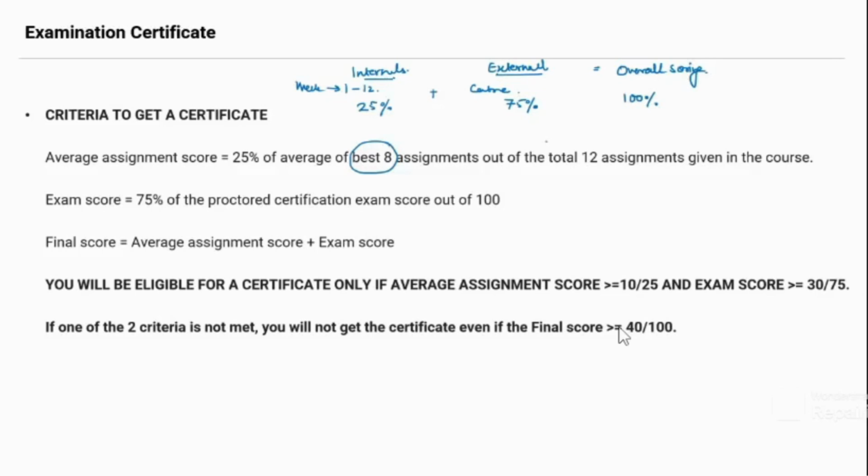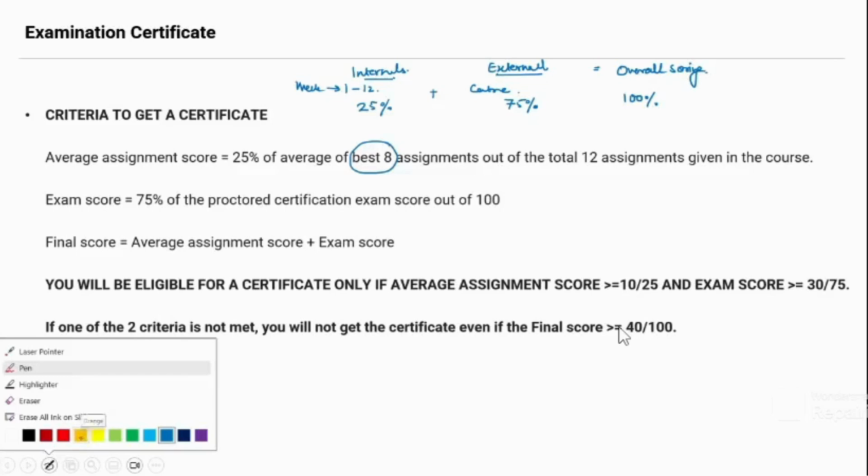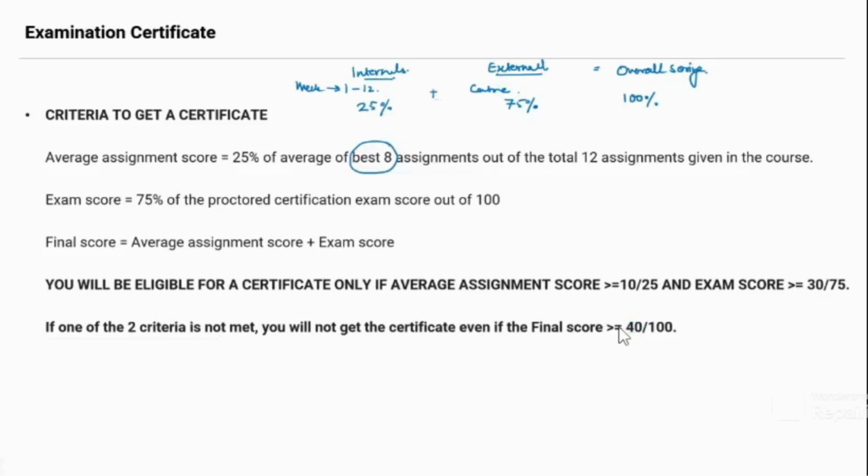Now, what is important is, what are the criteria for getting the certificate? This is very, very important because the internals and externals are both very critical. First, coming to the internals, you need to have a score greater than or equal to 10 out of 25. For the externals, you need to have a score greater than 30 out of 75, so that your overall score is greater than 40 out of 100.